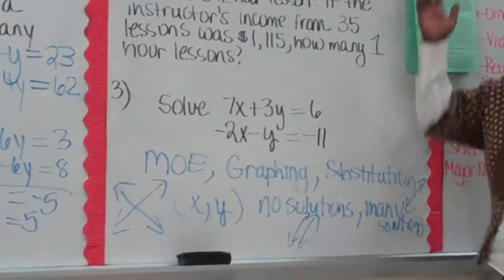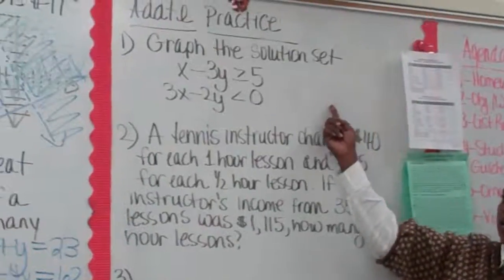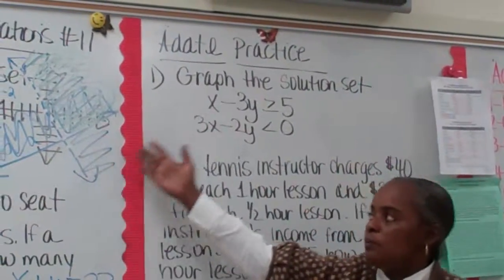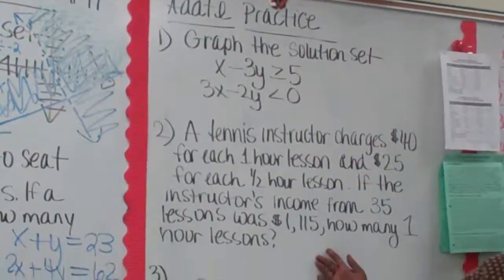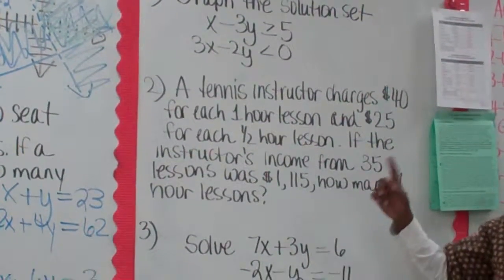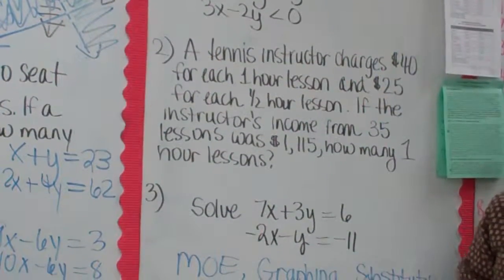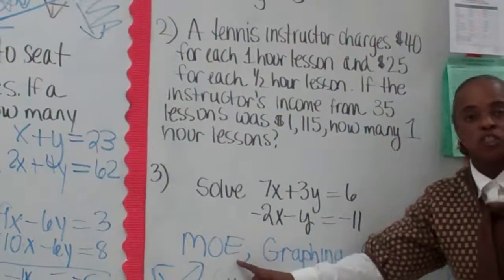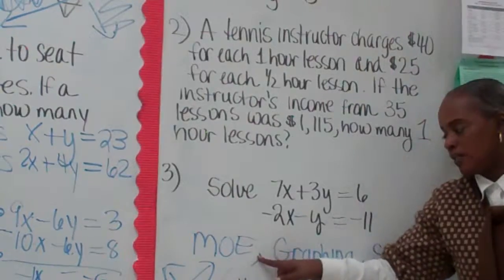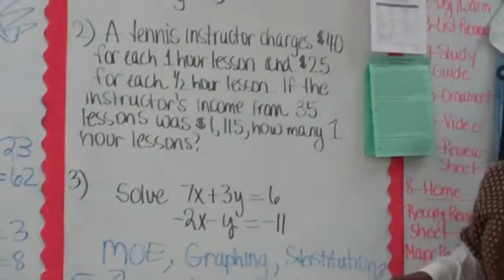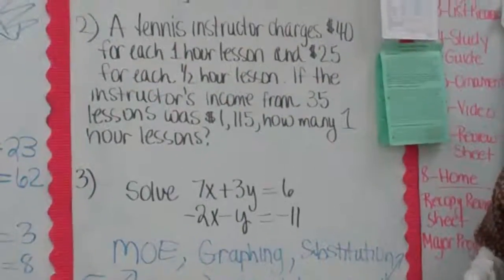So here you have 3 additional problems. Number 1, graph the inequality, just like we did before. Number 2, set it up. You have your 2 things. You have a half-hour lesson and a 1-hour lesson. And then number 3, solving a system. And again, you can solve a system of equations by method of elimination, graphing, or substitution. Choose one, get it right.